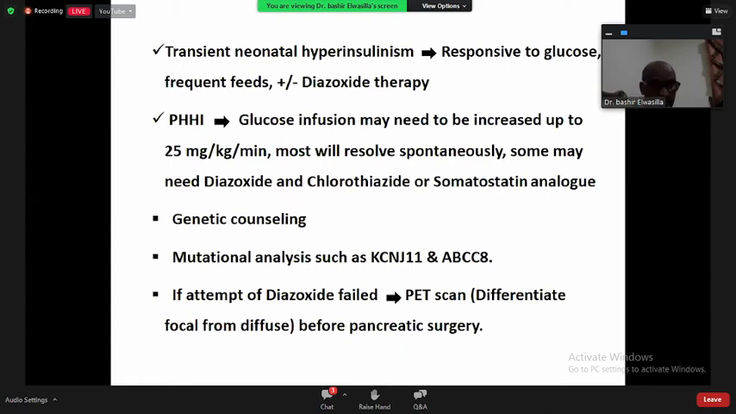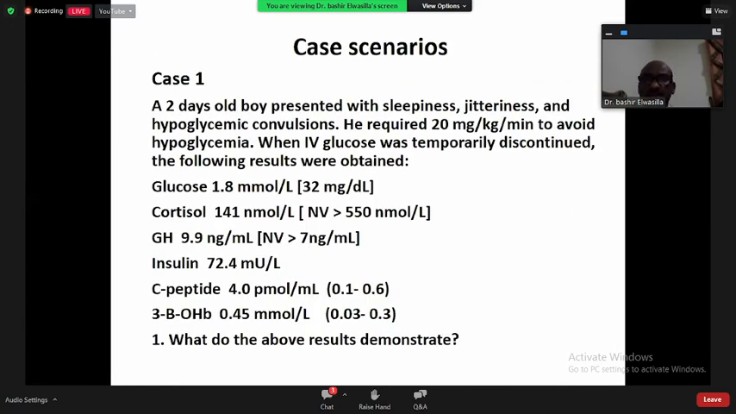So here at the end, we will have some case scenarios. I'll go through them quickly, but please keep attention, because they're very important. We'll explain more of them. A 2-day-old boy presented with sleepiness, jitteriness, and hypoglycemic convulsions. He required 20 milligrams per kg per minute to avoid hypoglycemia. When IV glucose was temporarily discontinued, the following results were obtained.